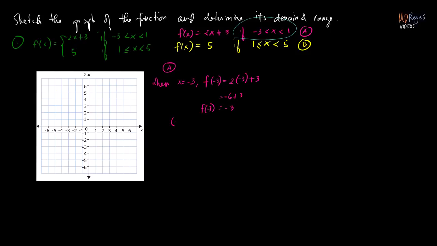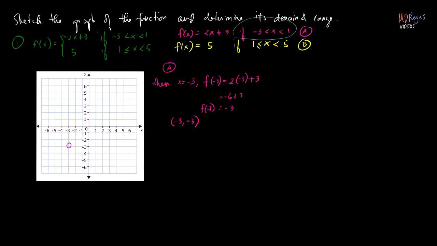So we have the point negative 3, negative 3, just because whenever x is negative 3, the value of the function is negative 3. So the point here on our Cartesian plane lies here. But take note that negative 3 is not included in our interval, in the condition. So therefore, we won't be using a shaded circle, but instead, just to indicate in the graph that negative 3 is not included in the condition, we'll be using an empty circle, unshaded, like that.